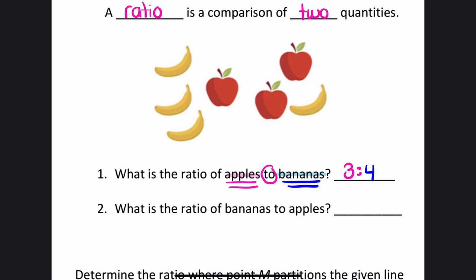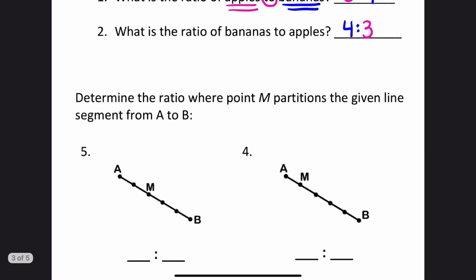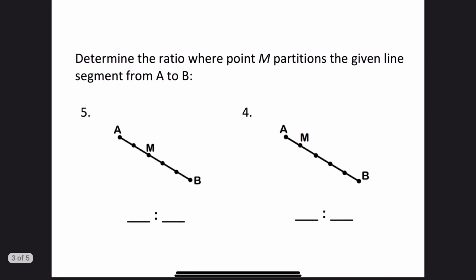Okay, what is the ratio of bananas to apples? So this time bananas came first, which means the 4 is going to come first, and then apples came second. So even though we're still talking about apples and bananas, the order in which things are worded changes the ratio. And that's really important to remember. So let's talk about splitting up a line segment.